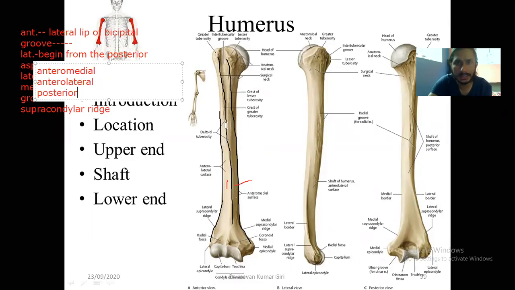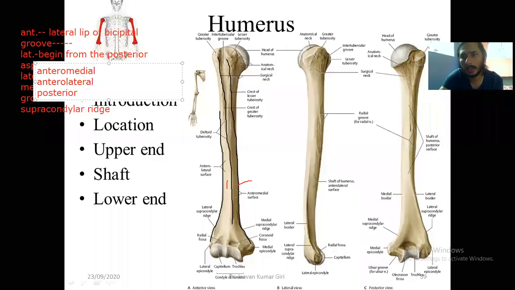Similarly, the posterior surface is just behind. So you see that this is the posterior surface, and it is more clear here. The posterior surface lies between the medial and the lateral border. Here you can see the medial border and this is the lateral border. This whole surface is the posterior surface. So these are the surfaces: anterior medial, between the anterior and medial border; anterior lateral, between the anterior and lateral border; posterior, between the medial and the lateral border. Just remember this thing.